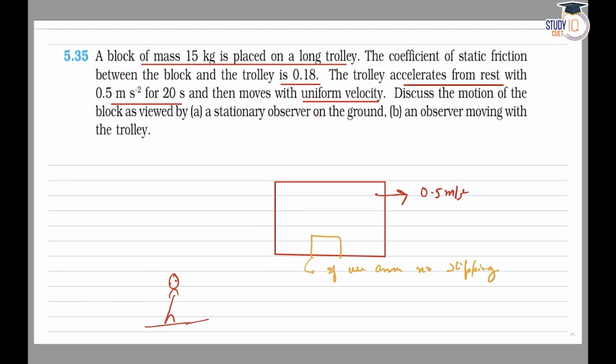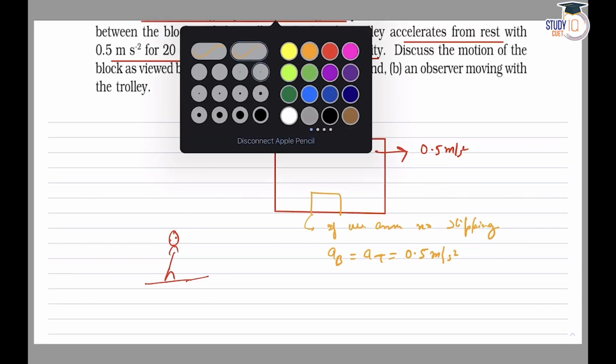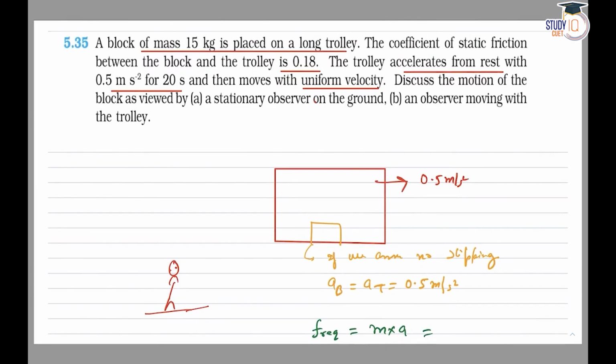If there is no slipping, then acceleration of block is equal to acceleration of truck, which is equal to 0.5 meter per second square. In order to have acceleration of block as 0.5 meter per second square, we can find the required value of friction. So friction required is equal to mass of block into acceleration of block. This is equal to 15 into 0.5. So required friction is 7.5 Newton.